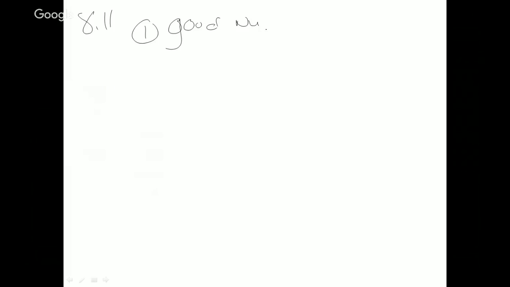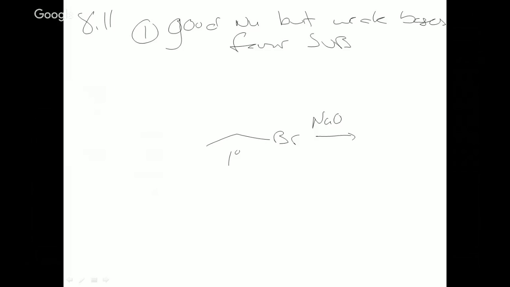Good nucleophile but weak base favors substitution. Makes sense, since substitution is nucleophilic. You have sodium bromide. It's a primary, so if it's going to substitute, it's going to be SN2. We talked about sodium acetate. I'll let you fill in what these are. O minus. Draw that acetate out.